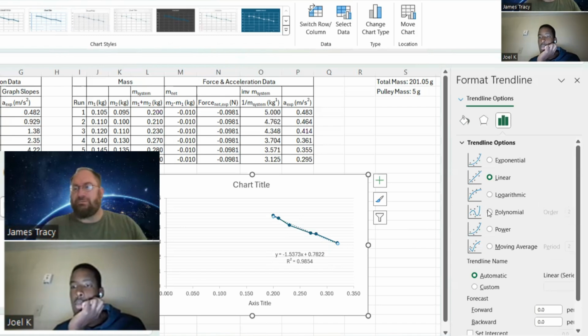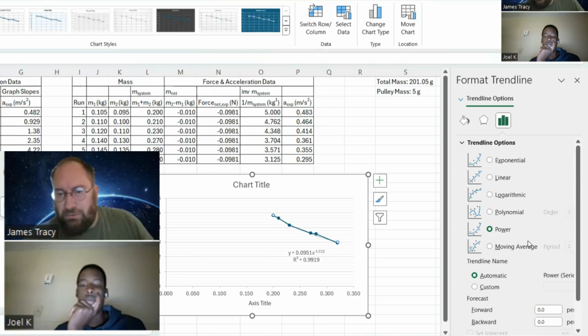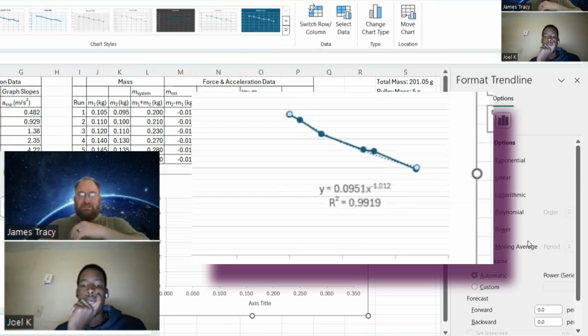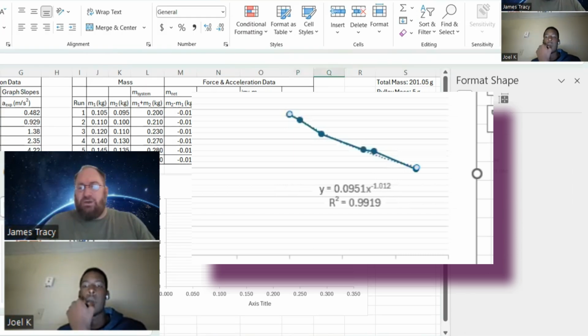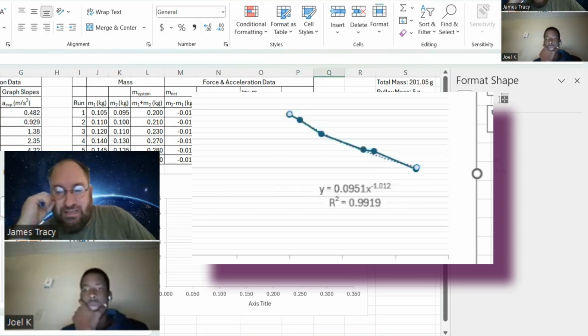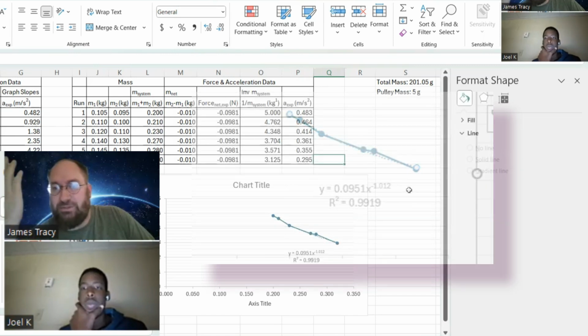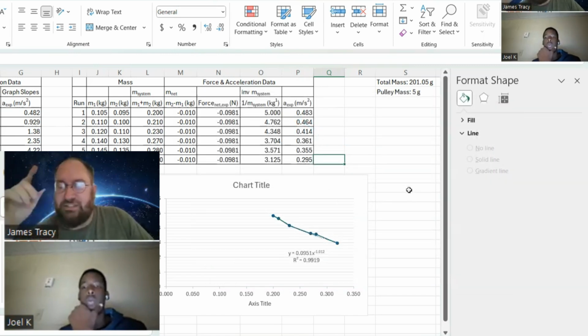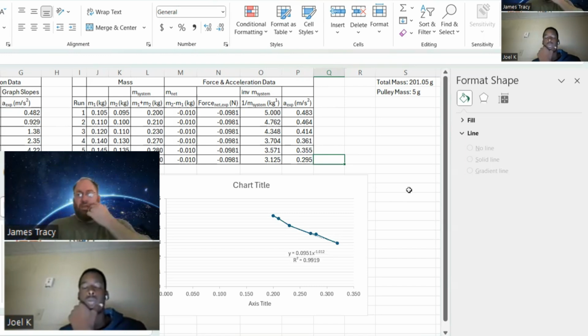Not polynomial, power. Oh, okay. And so if you look at the formula that it gave you, it says your formula is 0.0951 is the coefficient, and your x to the something power, in this case your mass to the negative 1.01 power. So now you know for sure that this is an inverse relationship between acceleration and mass, because x is to the negative 1 power.